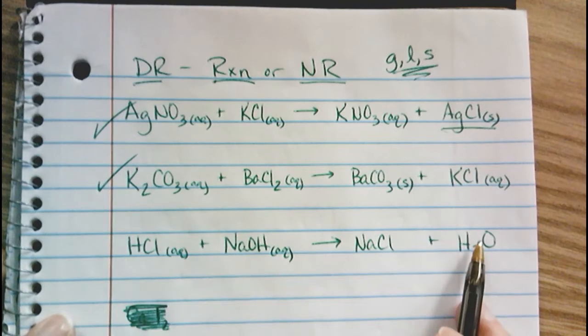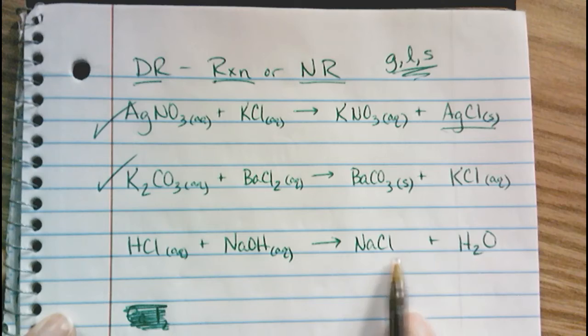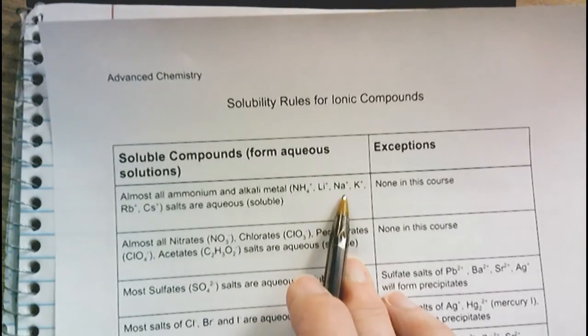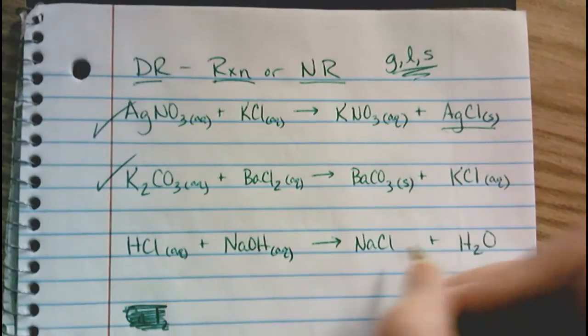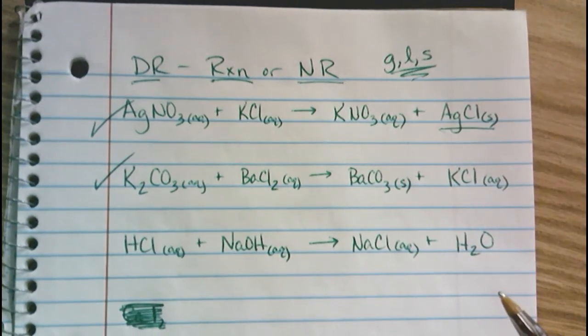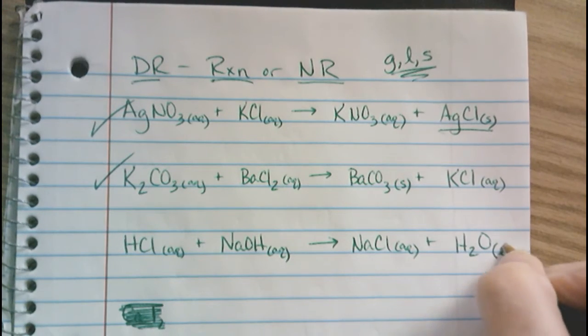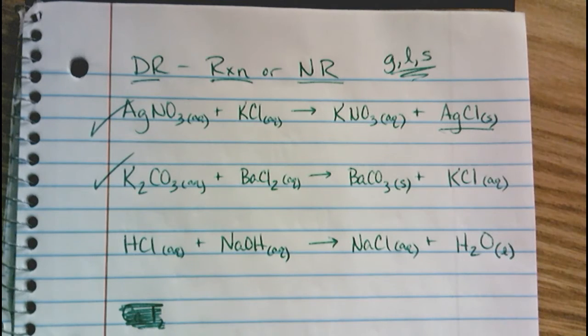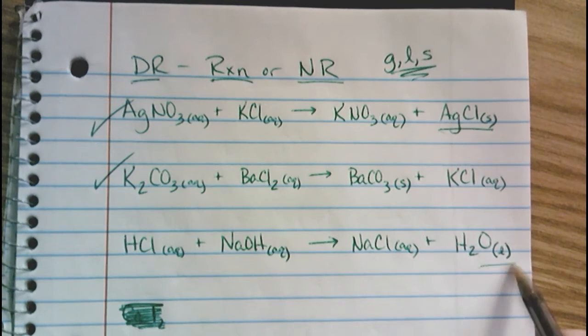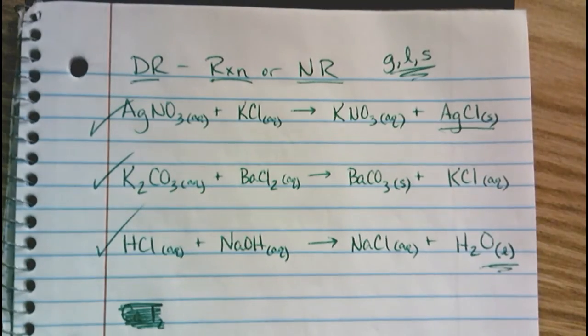In this reaction here, our products are sodium chloride and water. Well, sodium is an alkali metal. So anytime we have sodium, it's always going to be soluble. So we're going to mark this as aqueous. And then water cannot be aqueous. Water doesn't dissolve in water. It's not how we say it. So it's a liquid. So water is going to be a liquid. So we did make something other than two aqueous solutions. So yes, this is a reaction.